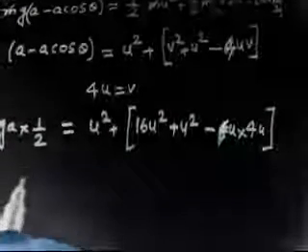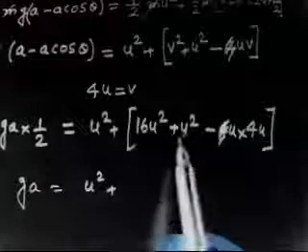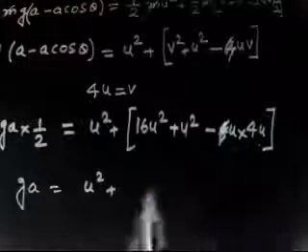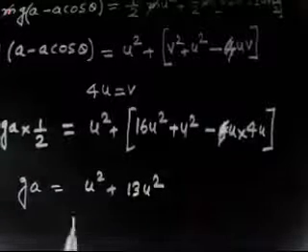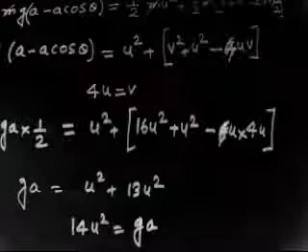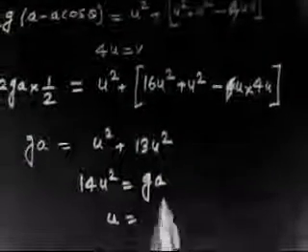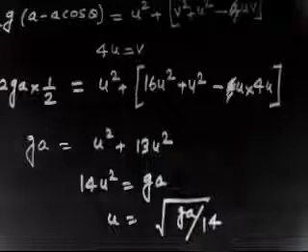So this side you have gA. This is equal to u square plus 16 u square, that is 17, minus 4, so 13. So this is 13 u square. So you will have 13 u square equals gA. So u is basically the square root of gA by 13. Are you getting?